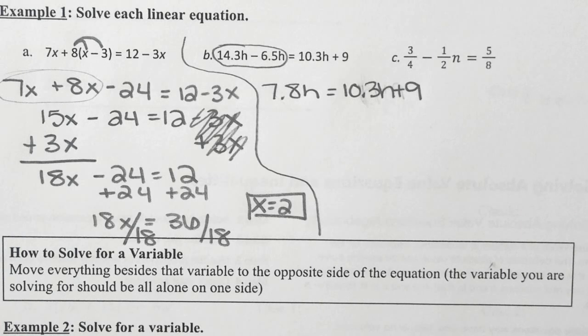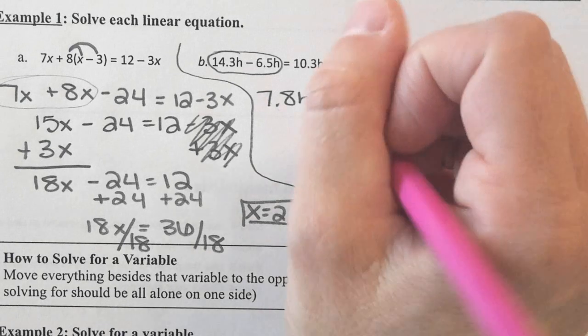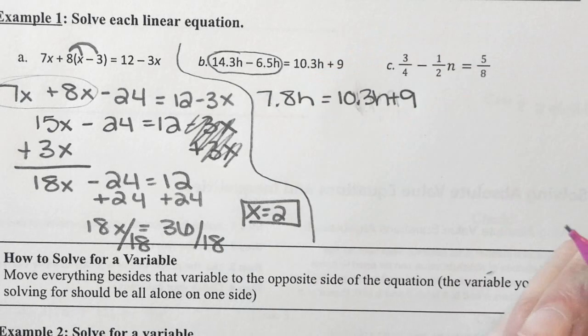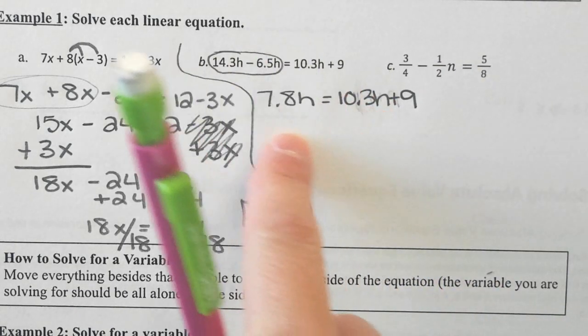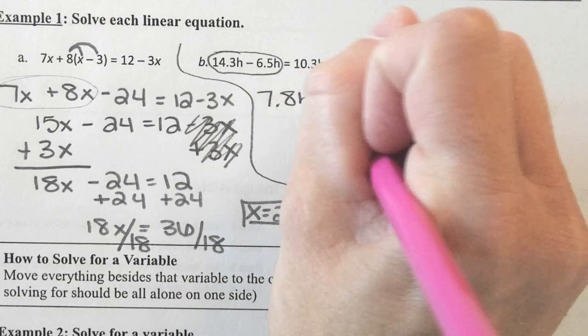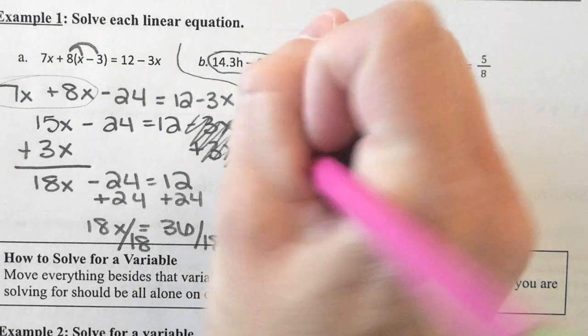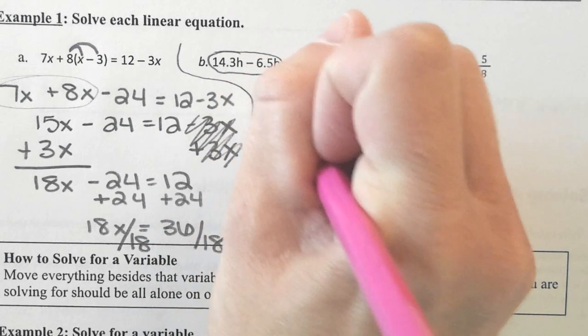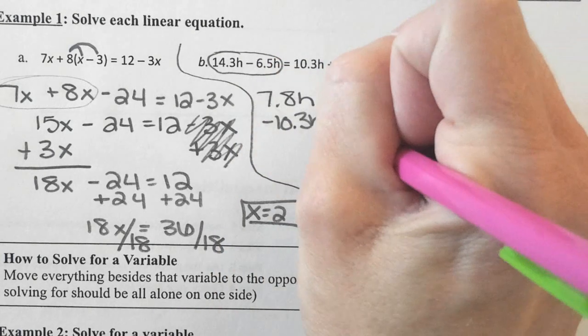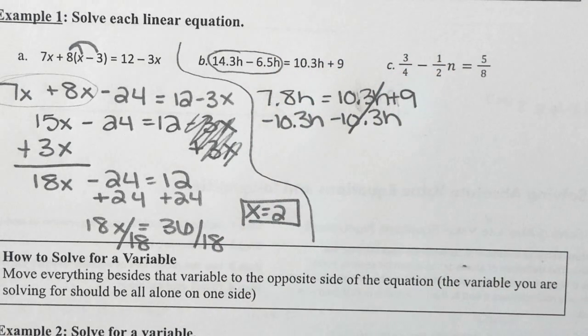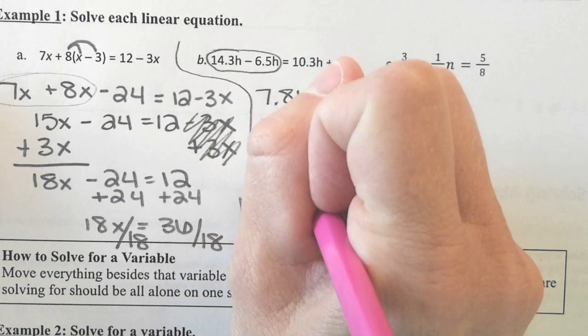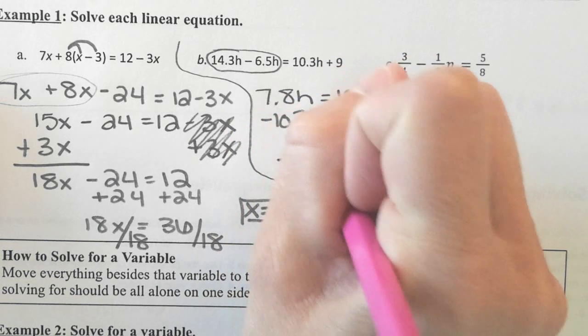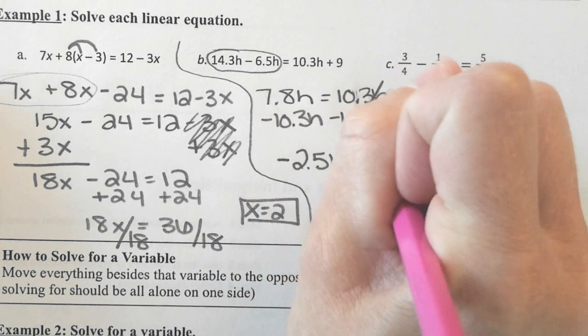Alright, let's move our h's together. So what do I need to subtract from each side? I think I'm going to go this way. Yeah, let's subtract the 10.3. I know it's going to make it negative. It's not my favorite, but yep, I'm going to subtract it from this side. So I have 7.8 minus 10.3. So I end up with negative 2.5h equals 9.